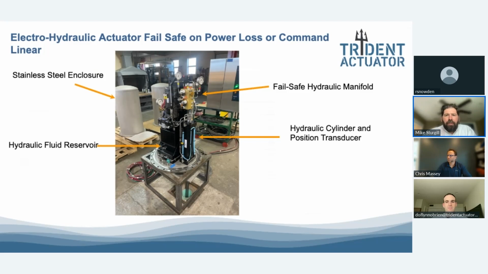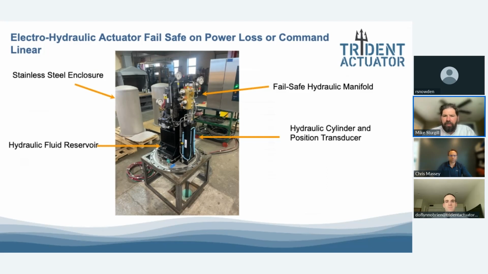And one other thing we do is we use position transducers. I know a lot of people hear about limit switches, but we find these less maintenance and a much better option than limit switches. So that's what we prefer to use. But this would be the inside cover of a 3500 fail-safe linear Trident actuator.